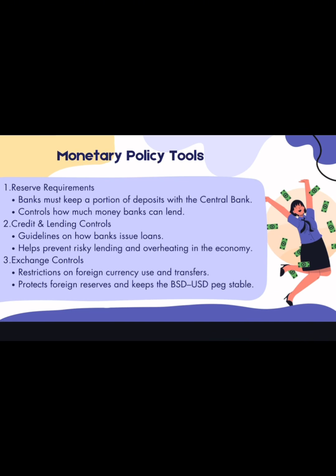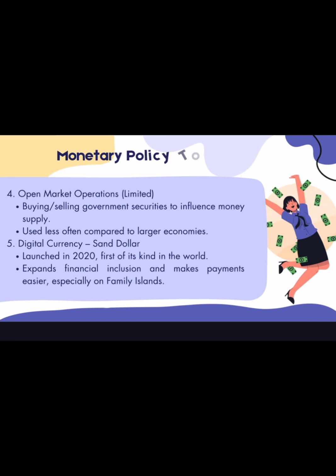Exchange controls. These are restrictions on foreign currency use and transfers. They help protect foreign reserves and keep the Bahamian and US peg stable. Open market operations. This is buying and selling government securities to influence money supply. It's used less often compared to larger economies.